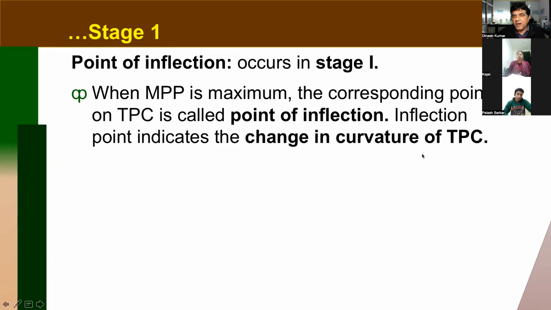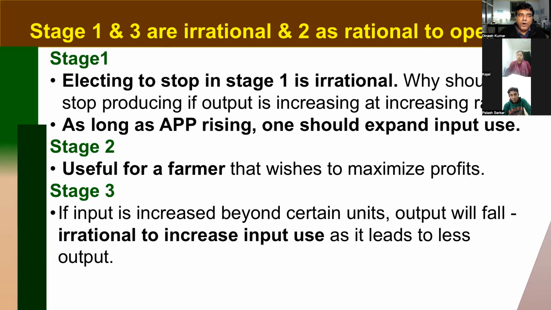Now, point of inflection occurs in stage 1. I was telling you, when MP is maximum, the corresponding point on TPC, total product curve. TP की जो line थी वो TPC होता. Total product curve is called the point of inflection. Inflection point indicates the change in curvature of TPC. From here, it will suddenly curve. Up to this, it rises, and then there is a sudden change in the curve. So therefore, this is known as point of inflection.